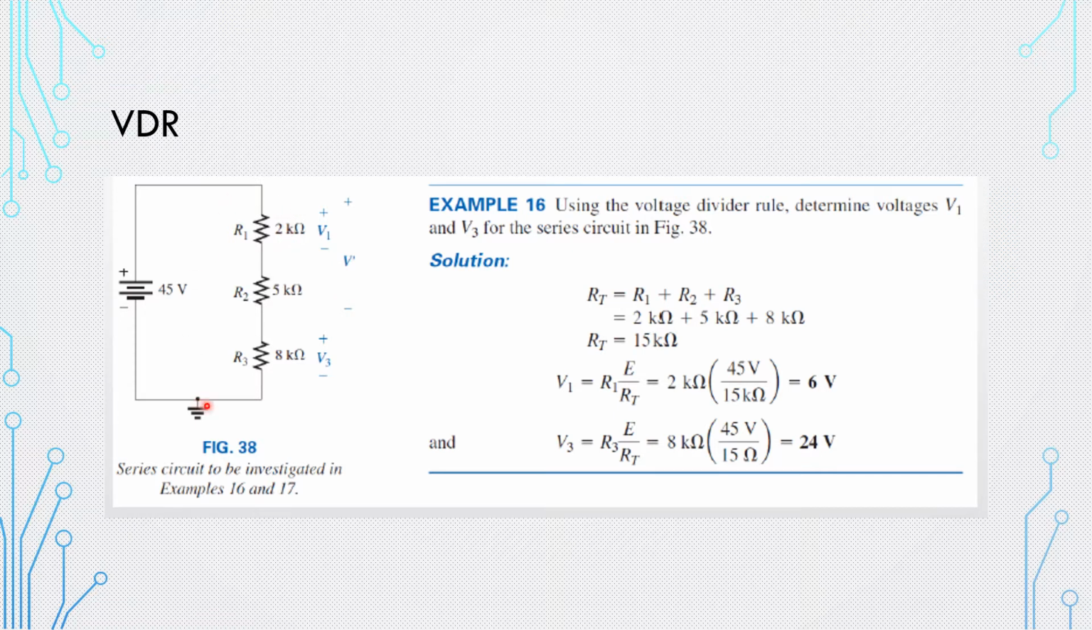First of all, I have to find the R total, which is basically the summation, and it's equal to 15. And to find V1, just apply the VDR. So R1 divided by R total, multiplied by V source. This is what we wrote in the previous slide. But here in this book, he used a different notation. So he takes the voltage source divided by R total, then multiplied by R1. Mathematically, they are doing the same, so don't be confused about it.